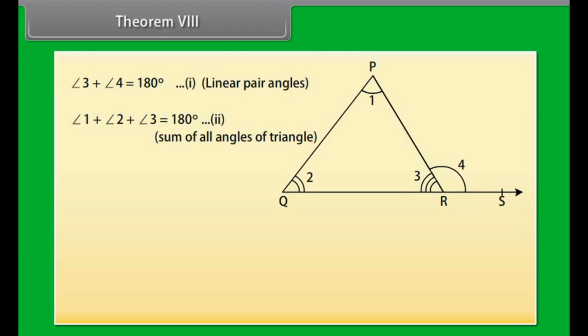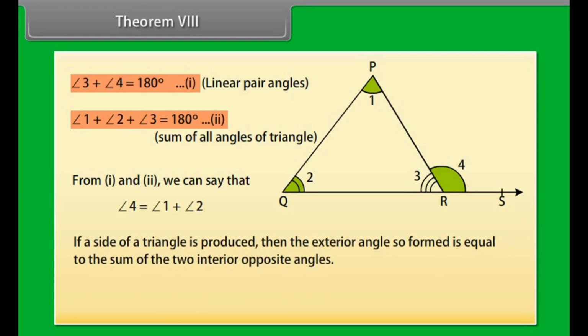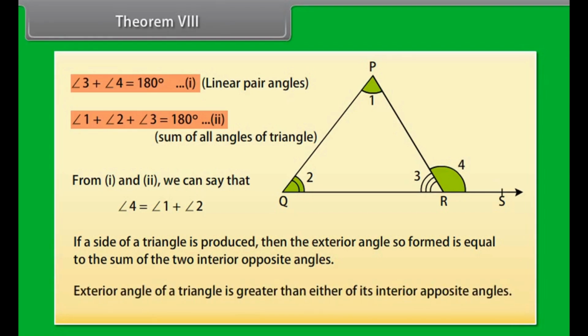Mark it as 2. From 1 and 2 we can say that angle 4 is equal to angle 1 plus angle 2. This result can be stated in the form of a theorem which says, if a side of a triangle is produced, then the exterior angle so formed is equal to the sum of the two interior opposite angles. It is obvious from this theorem that an exterior angle of a triangle is greater than either of its interior opposite angles. Now let us solve some examples based on this theorem.